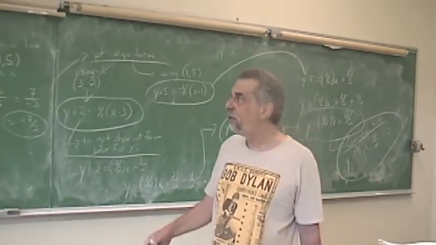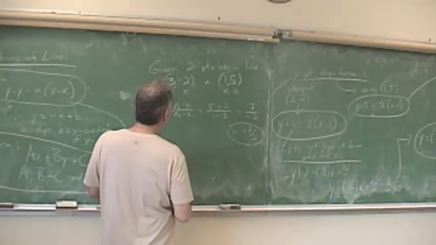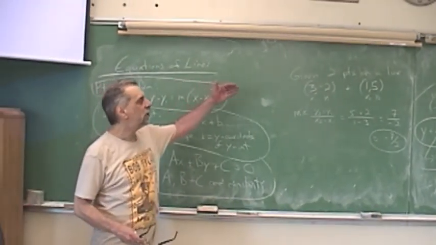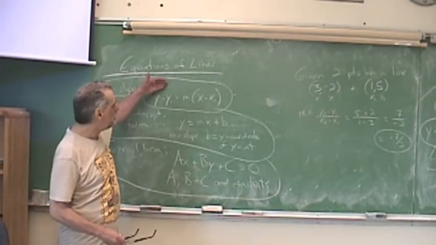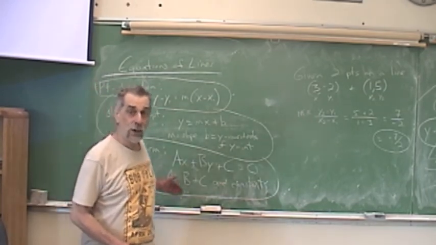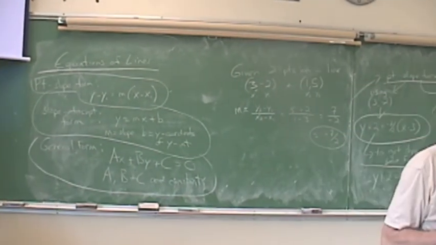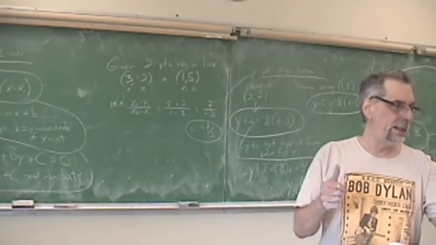So we want to be able to do that, given some information about a line, be able to come up with the slope if you have to, come up with all three forms of any equation. All right, I think that's good for 2.